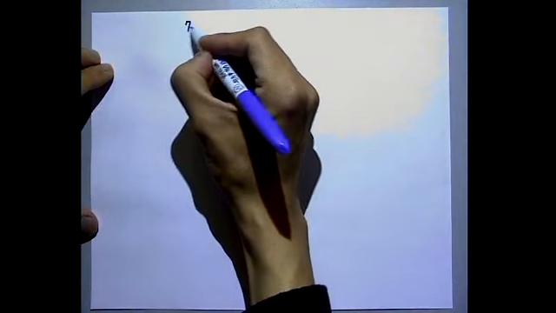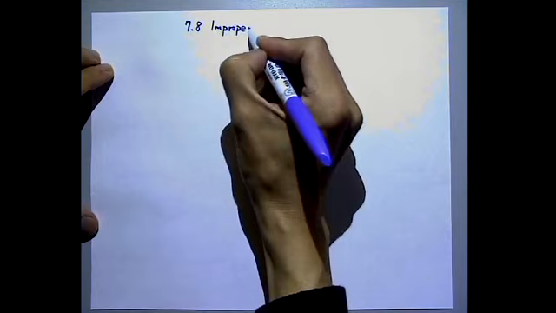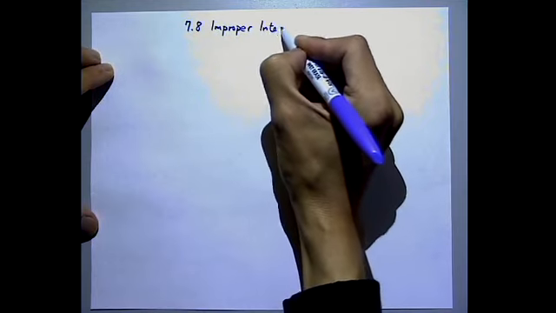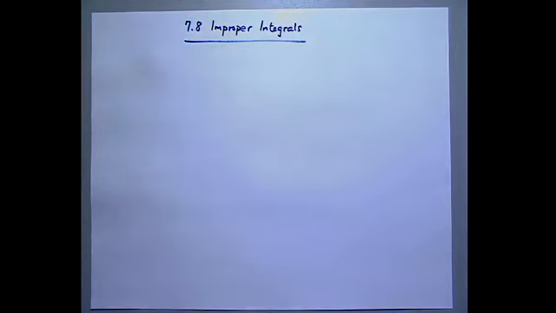All right, so today we're going to finish up chapter 7. We'll look at section 7.8. We're going to look at these things called improper integrals. As the name implies, something is not quite right with these integrals.